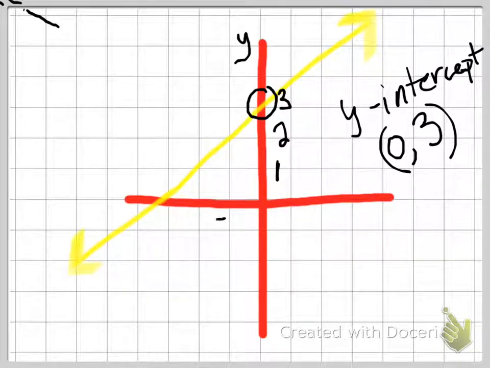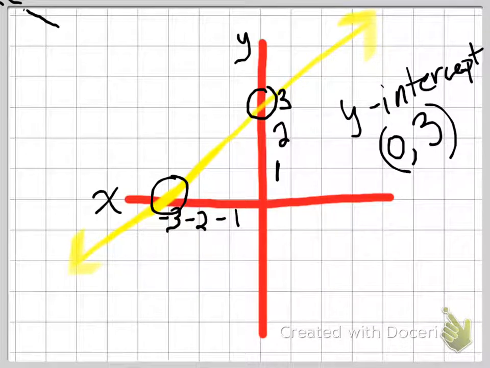So we've got 3. So this is my y-axis, so my line crosses at 3. So my y-intercept is 0, 3. Okay, because my x didn't go left or right. And then I see -1, -2, -3. Let's make sure that really crosses there. There you go. So that means that we're crossing the x-axis at -3.